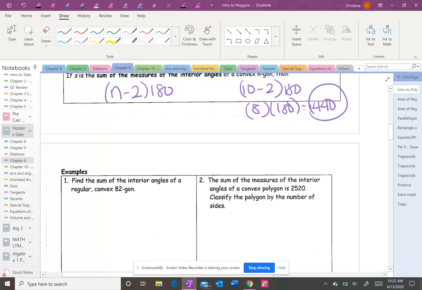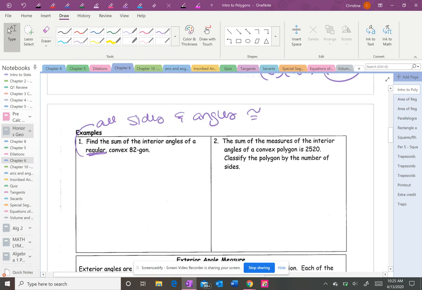One more vocabulary word, and that is the word regular. Regular means that all sides and angles are congruent. So find the sum of the interior angles of a regular convex 82-gon. Okay, 82 sides minus 2, the pattern tells me that there are 80 triangles and they are each worth 180. And so the number of interior degrees total is 14,400.